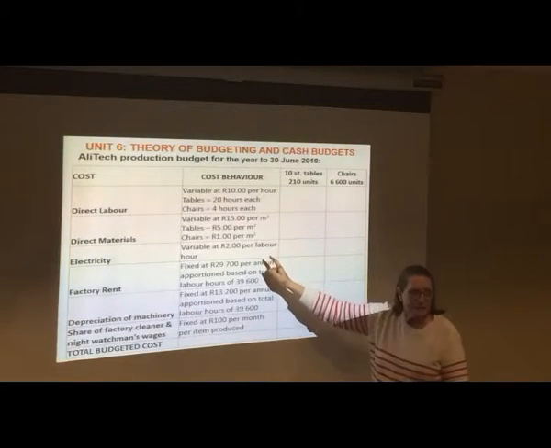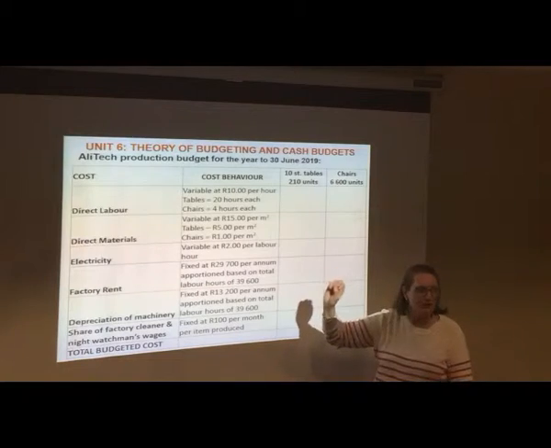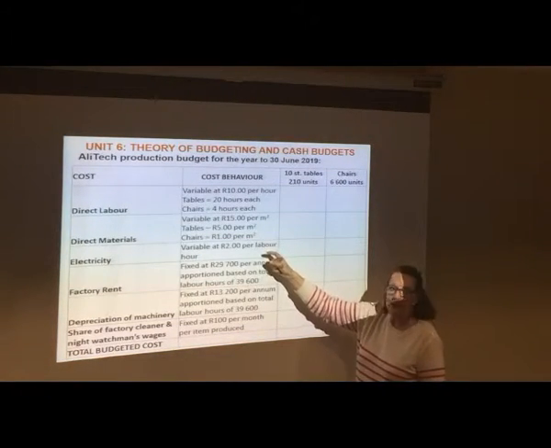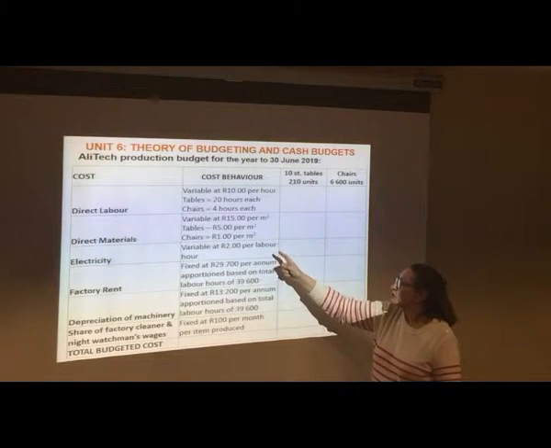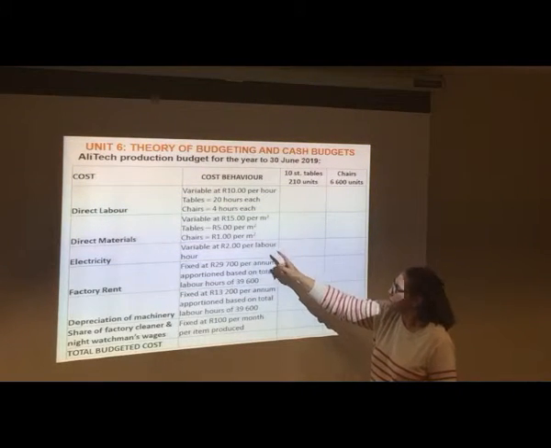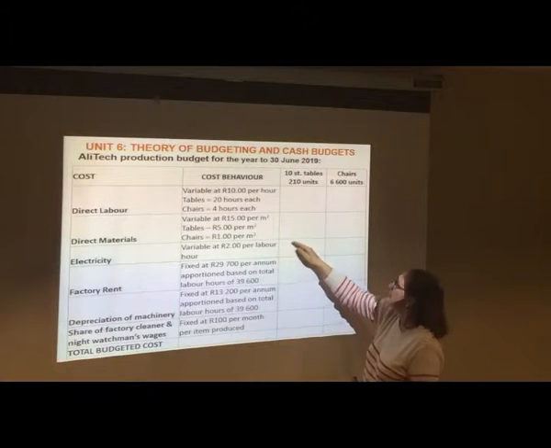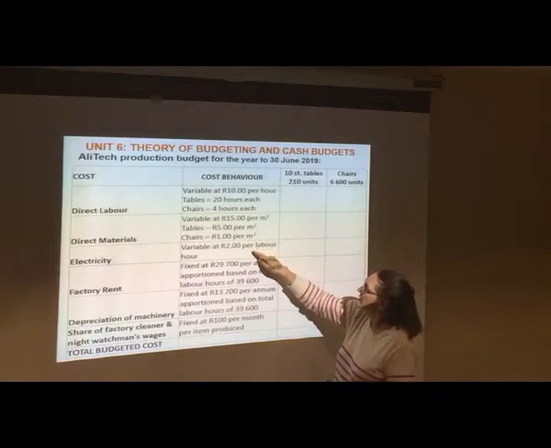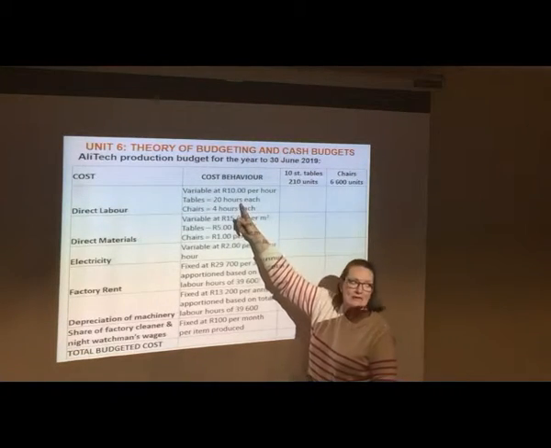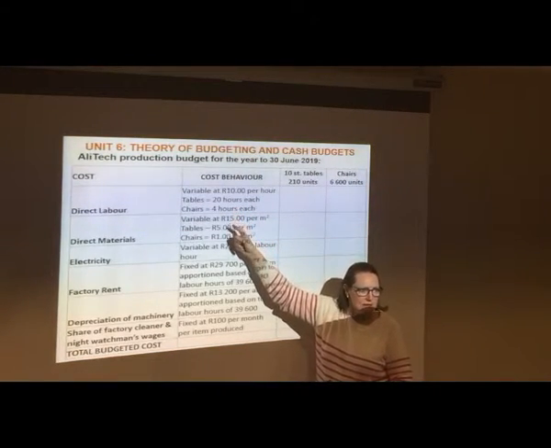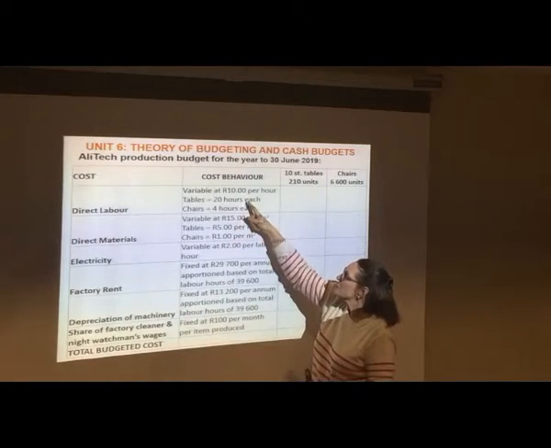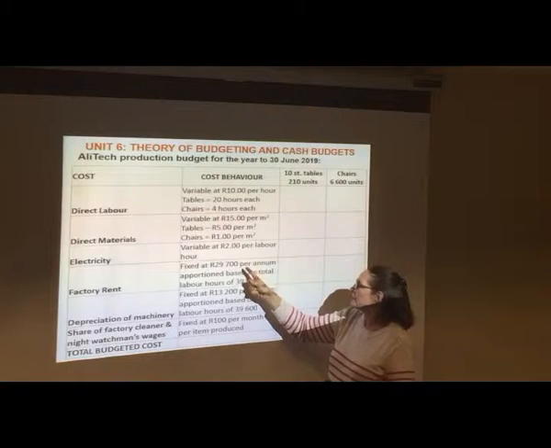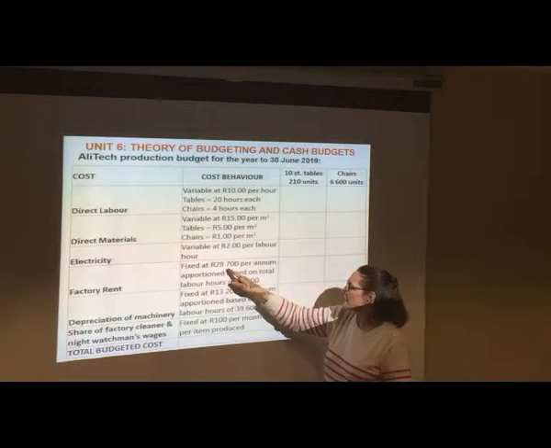Then the electricity that you're putting in is a variable cost that we're adding to the budget at 2 Rand per labor hour. Okay, so here we have to take the 2 Rand per labor hour and multiply by 210 units that we plan to make, and how many labor hours per table? 20. Can you see that? Okay, so you need to refer back to the labor hours that you're given here, right? And then this one is 29,700.